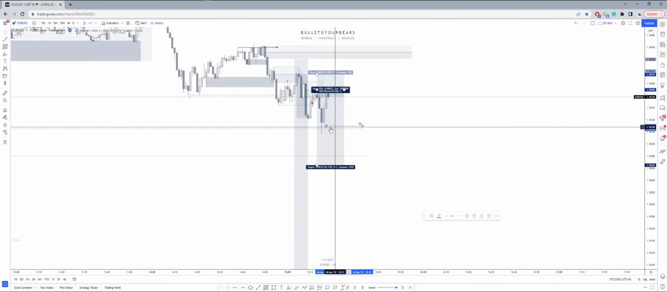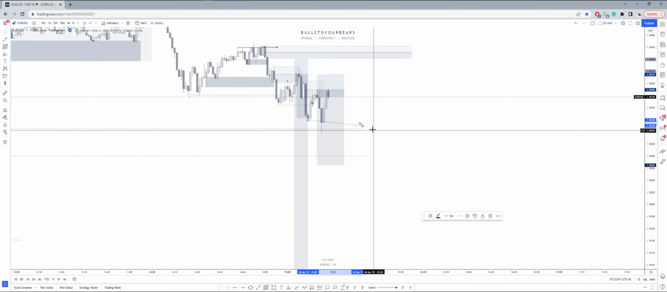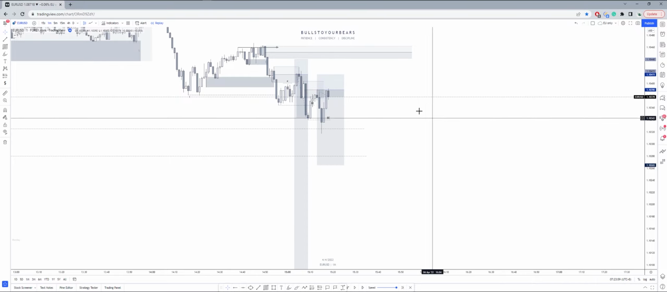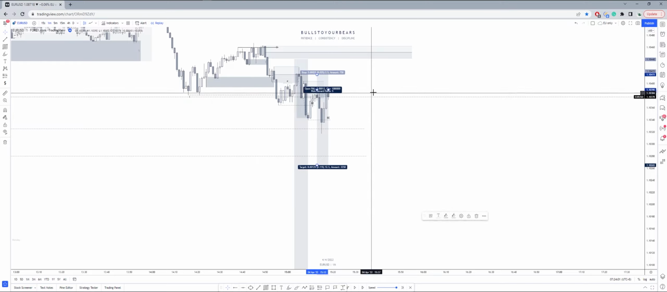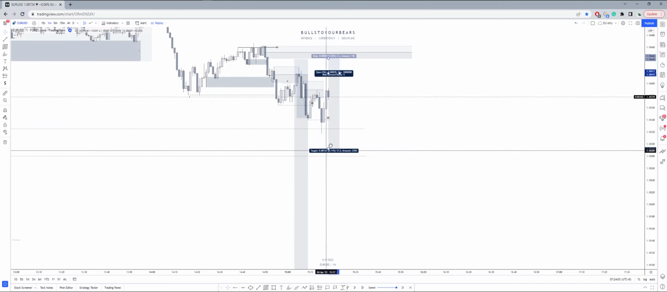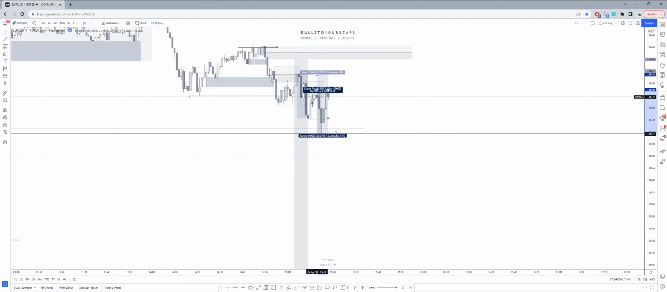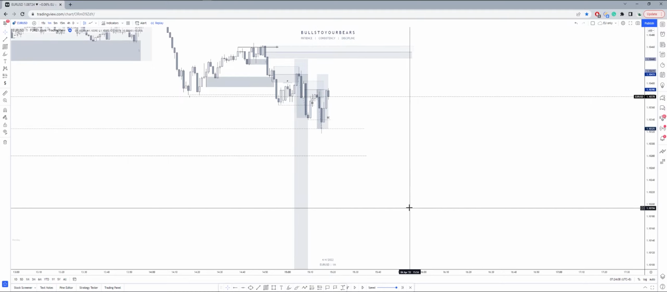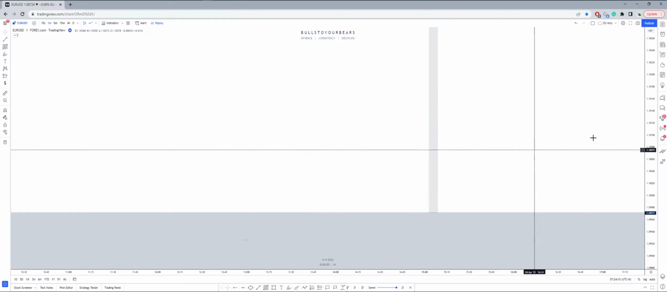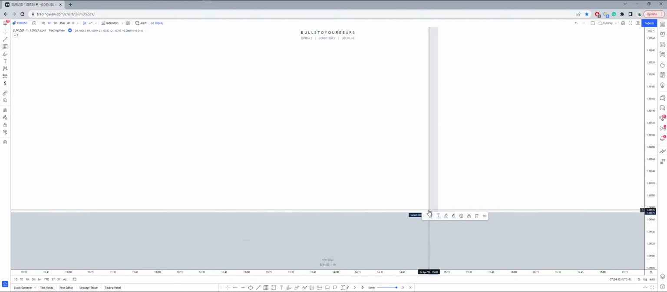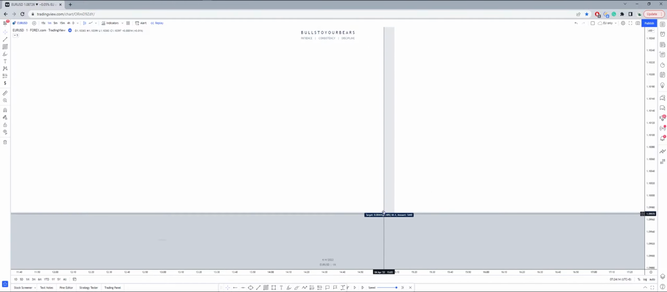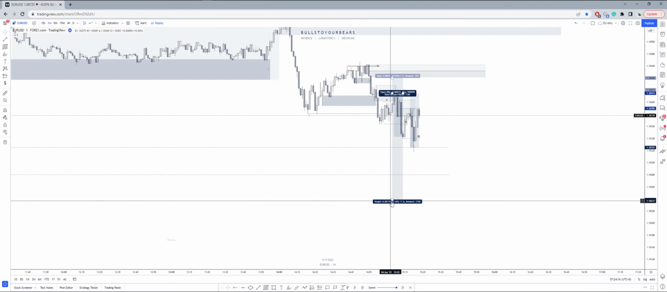Okay, stop me out, break even. Why? Broke this low. This is where I break even my trade. So this trade closed out break even, no loss. Now in this case, I have one position running. So where's my take profit? It's gotta be up here.